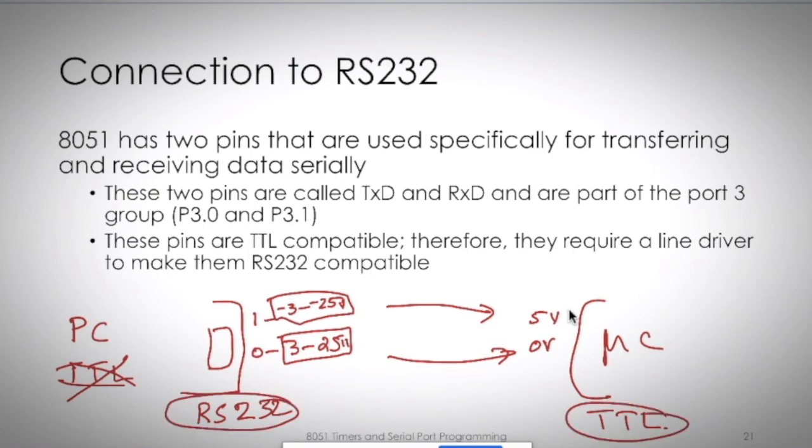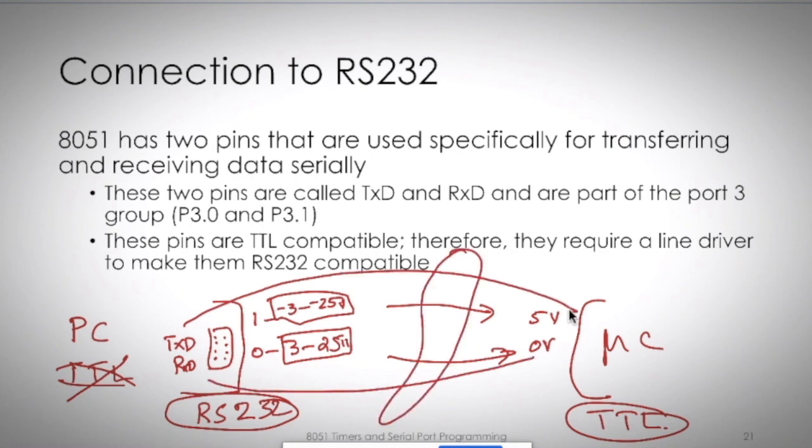That means we cannot directly connect a wire from this TXD pin. This is a DB9 pin, right? In the DB9 pin, pin numbers 2 and 3 are TXD and RXD. So we cannot directly connect this TXD and RXD to the microcontroller TXD and RXD. There must be something in between. So this is the issue.